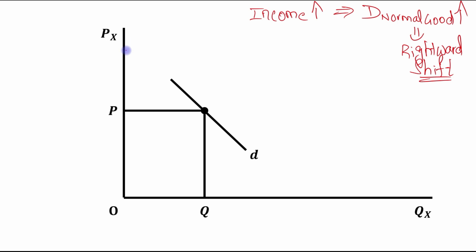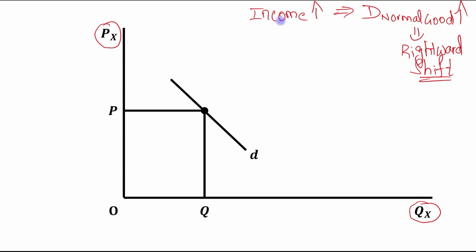So it's simple. Again, we have two axes. On the vertical axis we have taken price of X. On the horizontal axis we have taken quantity of good X. This is the origin. Initial price of good X is assumed as OP and initial quantity demanded of good X is assumed as OQ. This is the initial demand curve D for good X.